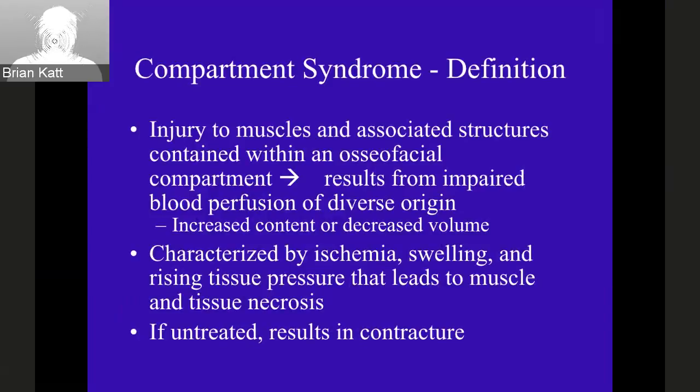So what is compartment syndrome? It basically comes down to an injury to the muscles and the associated structures, nerves, contained within a fascial compartment. It results from decreased blood perfusion and tissue ischemia. There are various different ways that this can develop, the pathophysiology, and we have a little video explaining that. But basically we have ischemia, swelling, and a rising tissue pressure, which leads to muscle and tissue necrosis. If untreated, the muscles scar in, resulting in contracture and significant deformity.